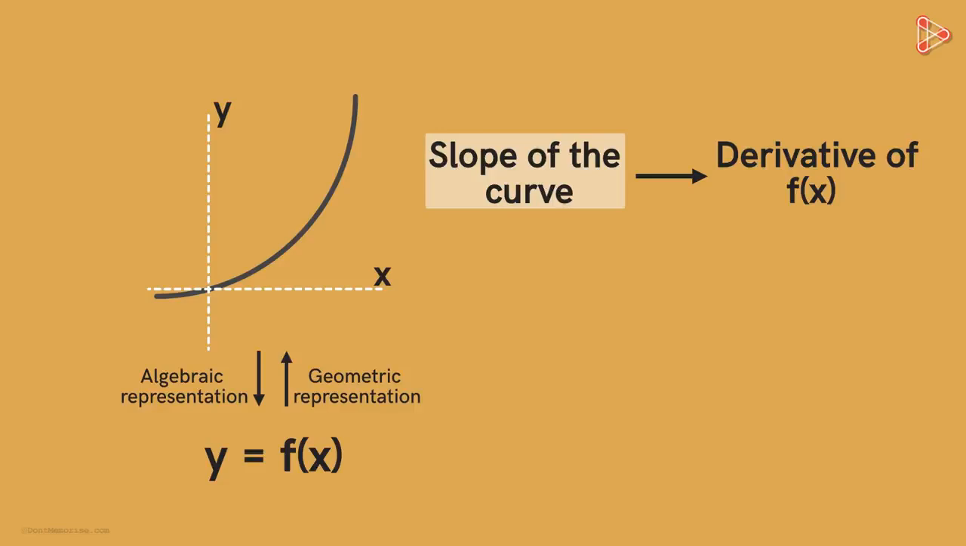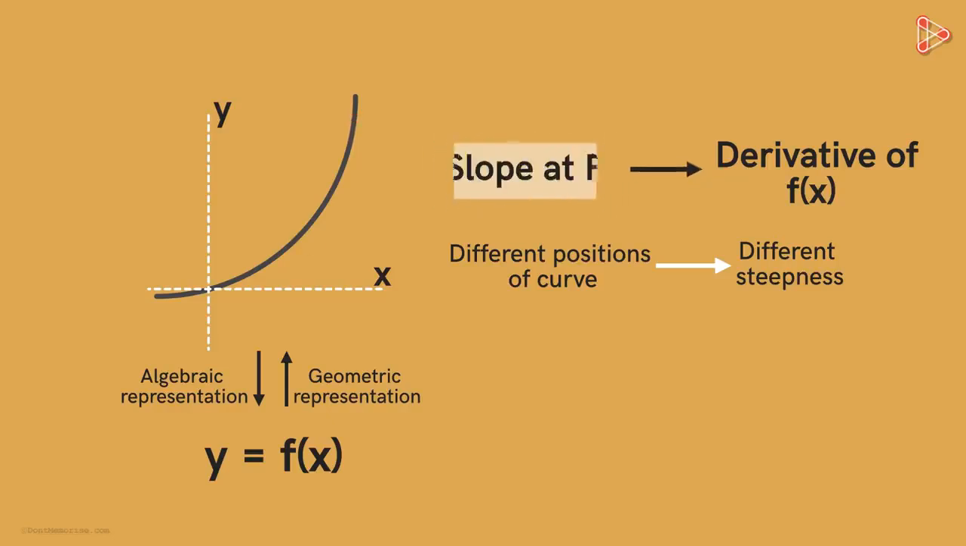One thing we can clearly see here is that different positions of the curve will have different steepness. We can intuitively see that as we move from the left towards the right along the curve, it gets steeper. So the slope of the curve in general doesn't make sense. So let's focus our attention around this point P. What will be the slope at this point?